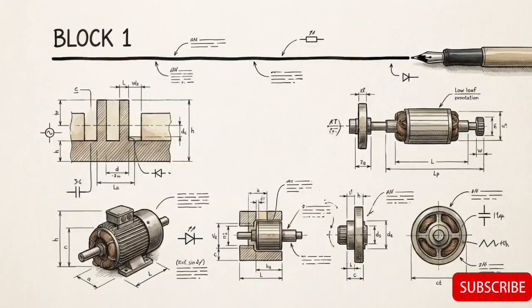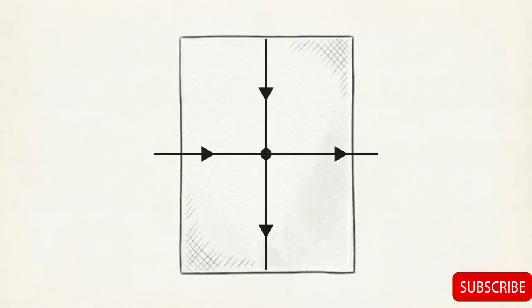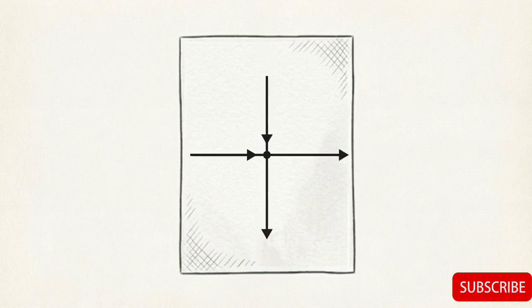Go to your first section, Block 1. This is for foundational laws. Write down the formula for Ohm's law. V equals I times R, meaning voltage equals current multiplied by resistance. This diagram illustrates Kirchhoff's current law, or KCL. The total current entering a node must exactly equal the current exiting.